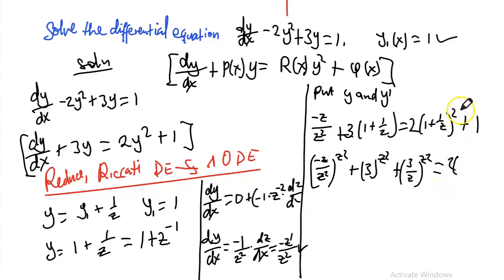So we have it as 2 into 1 plus 1 over z squared. So these 2 will go into the bracket. That becomes 1 plus 2 over z. I want to believe you still remember your binomial expansion. This is 2 over z squared.